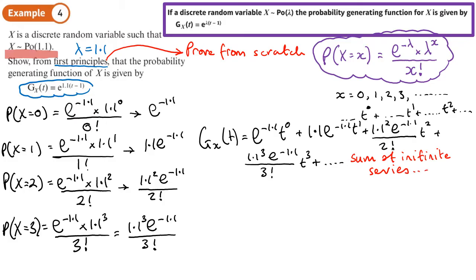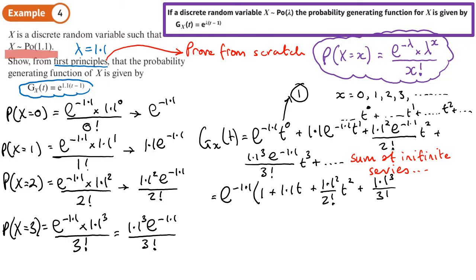Right, so can we factorise anything out? Yes, we can. e to the negative 1.1 can go outside the bracket, and then in the bracket I'll dispense with t to the power 0 because that's basically 1, isn't it? So I'll put 1 plus 1.1 t, or t to the power 1, plus 1.1 squared over 2 factorial t squared. So all I'm doing is factorising out the e to the power negative 1.1, plus and so on. Right, so the bit we're interested in is this part here. I'm going to find the sum of that.